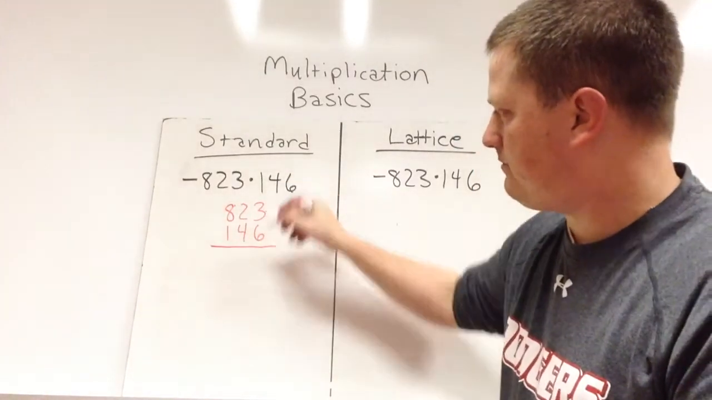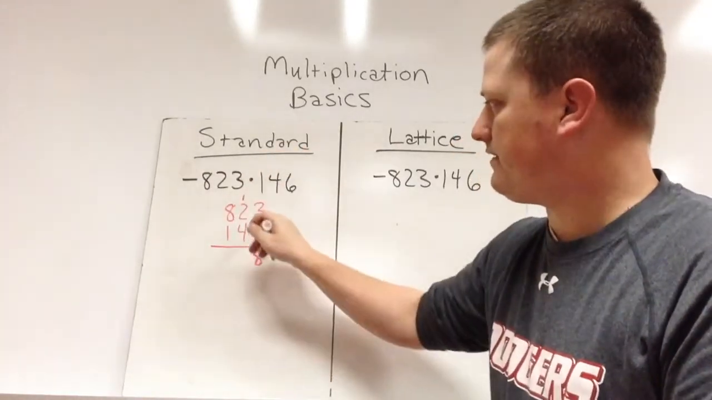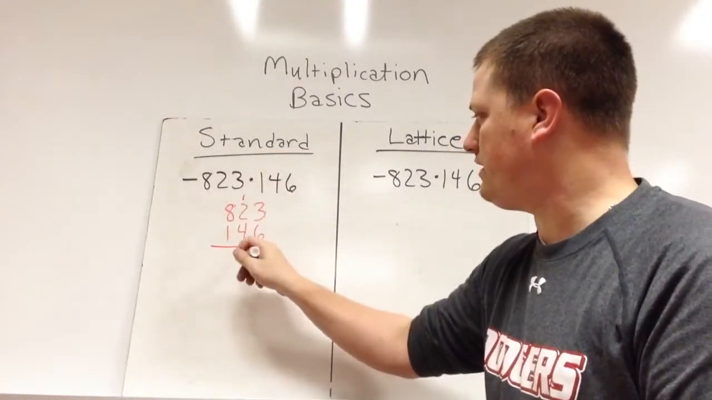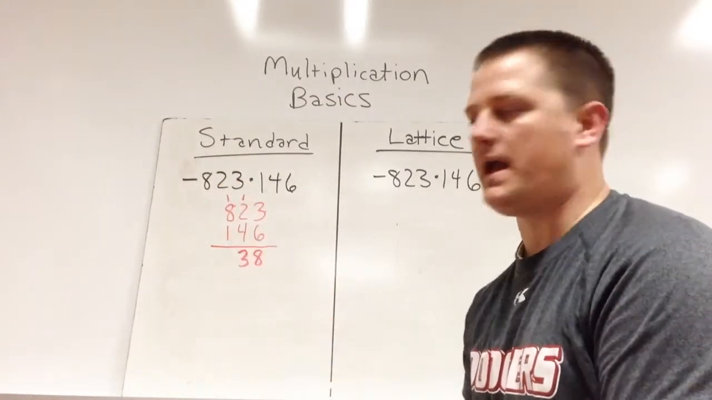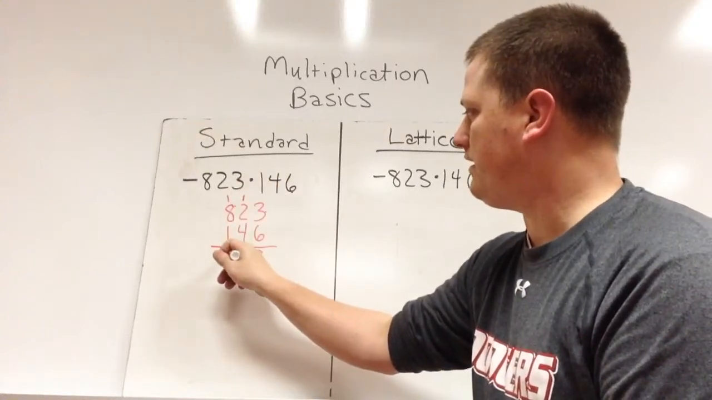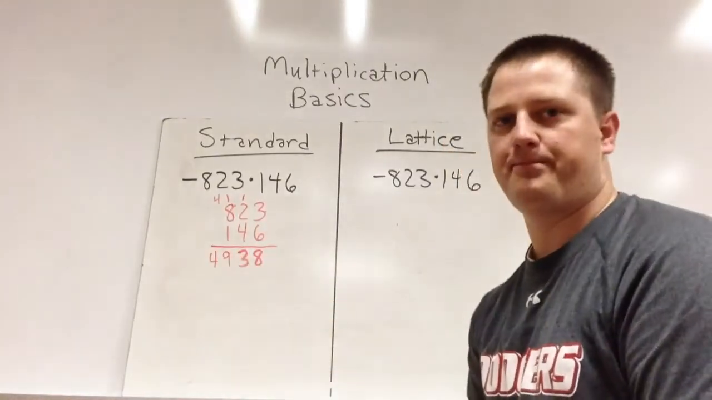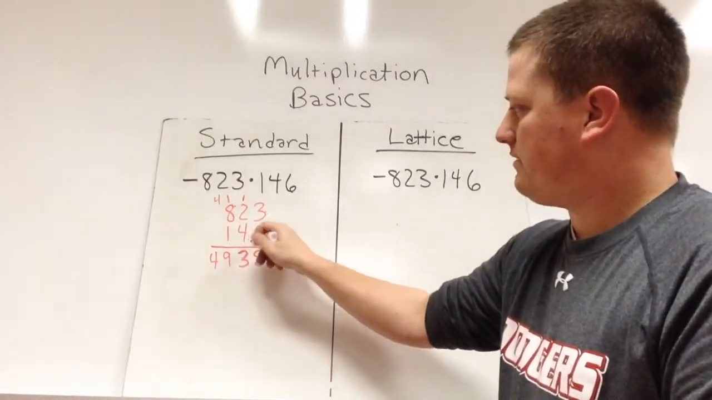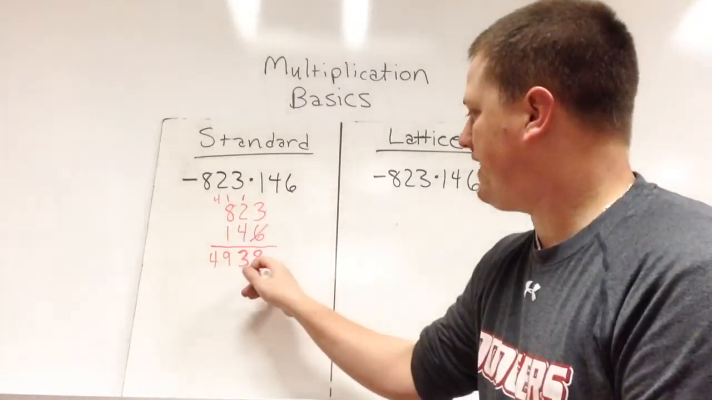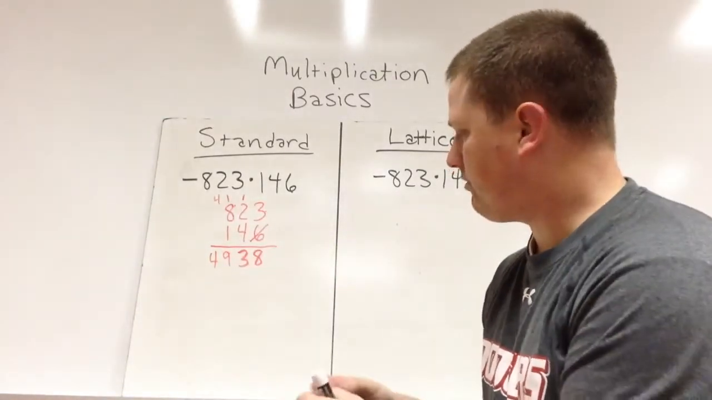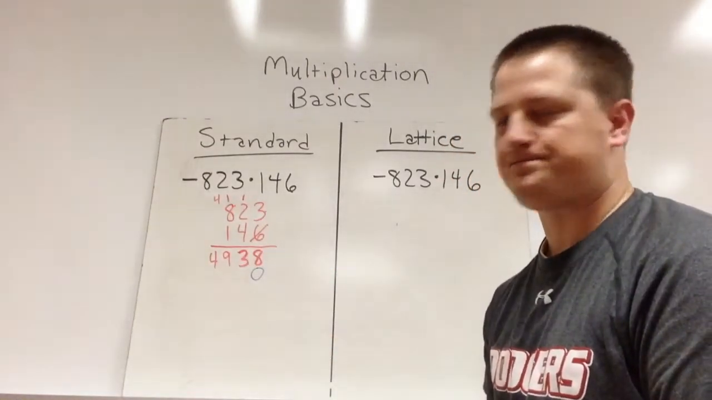So we're going to go 6 times 3 is 18, carry a 1. 6 times 2 is 12, plus 1 is 13, carry a 1. 6 times 8 is 48, plus 1 is 49. That 4 drops down because there's nothing in front. Okay, now that we're done with 6, we're going on to 4. But that's not actually a 4, it's a 40. So that's why we have to bring down a 0. Since this is a 40, we need a 0 right there.